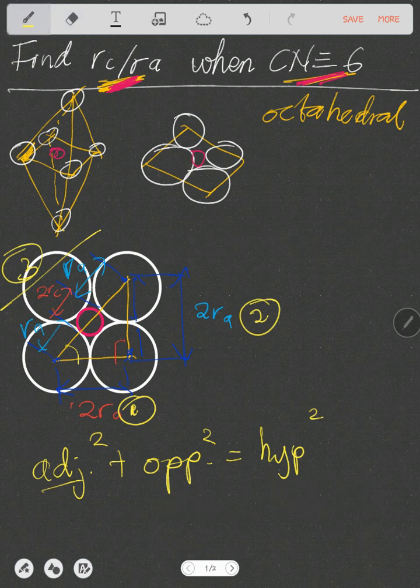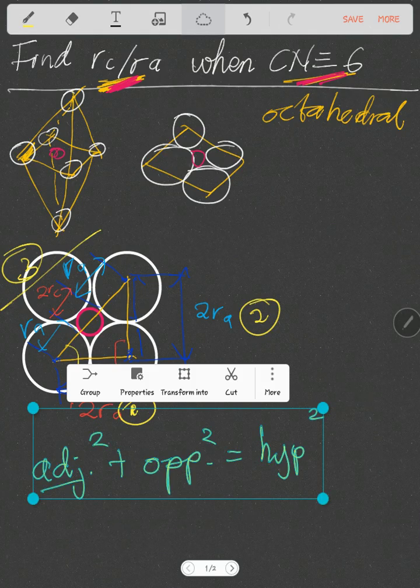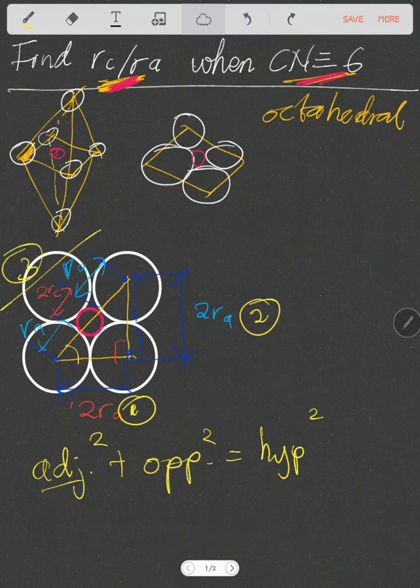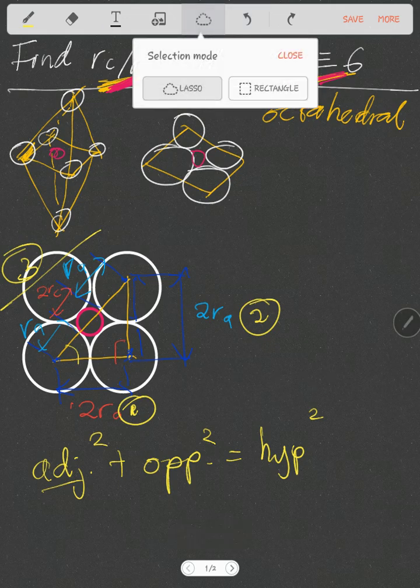So now let's move on and do the computations.